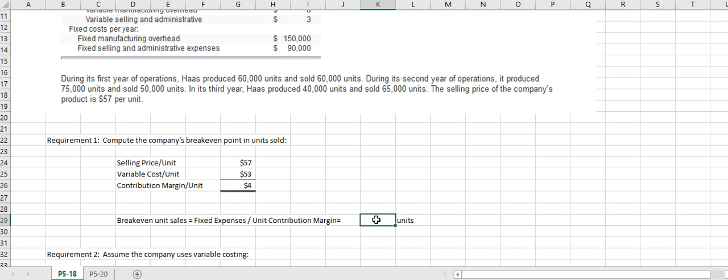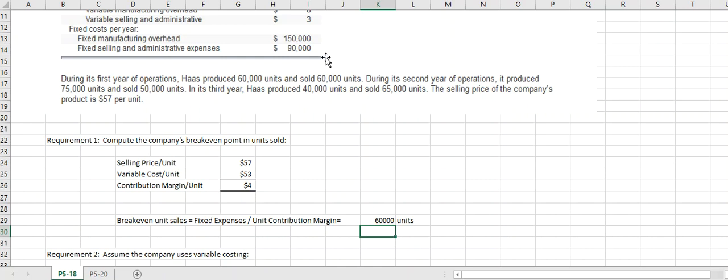To do the actual calculation, we're going to take our fixed expenses, and those are given up here in the instructions. It says fixed cost per year, we have an amount for fixed manufacturing overhead and fixed selling and administrative expenses. That's the $150,000 and the $90,000. We're going to add both of those together to get our total fixed cost. So $150,000 plus $90,000 is $240,000. And we're going to divide that $240,000 by the contribution margin per unit. That tells us it's going to take us 60,000 units sold to actually break even.